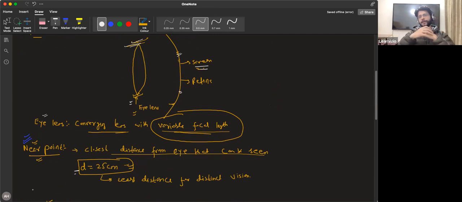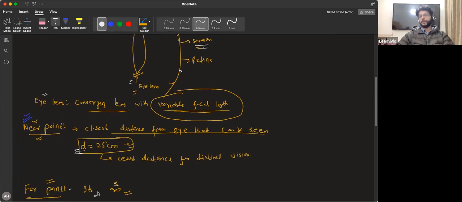So for a normal eye, the least distance is 25 centimeter from the eye. If you place an object at a distance less than 25 centimeter, then you can't view that object properly. That's the near point. In calculations, we represent the near point with small d, usually. So we'll be using small d for the near point always. For a normal eye, the far point is infinity. Means if rays are coming from infinity, then also you can view that object.